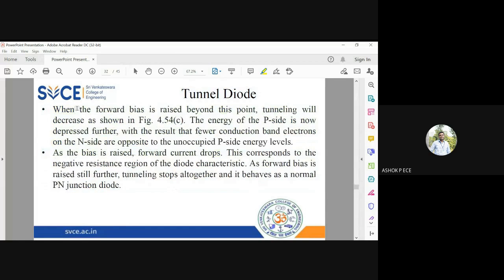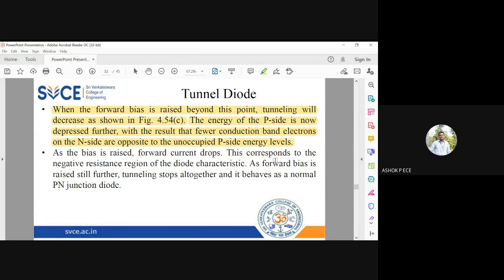Okay, when the forward bias is increased beyond a particular point, the tunneling will decrease. When the majority of the electrons have crossed the depletion range, tunneling will slowly start to reduce. The energy on the P side is depressed further, which will result in fewer conduction band electrons opposite the P side energy levels. So it all depends on how many vacant energy levels there are on the other side. That will determine how many electrons are going to move from N side to P side. Initially, when the forward bias is applied, there are a lot of vacant states, so a larger number of electrons will tunnel through the depletion region and reach the P side.